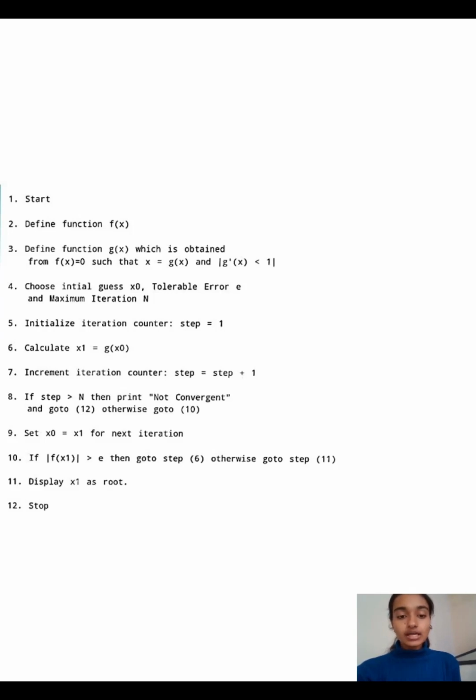Next, calculate x1 equals to g of x0, and increment the iteration counter by 1. Then, if step is greater than n, print not convergent and go to step 12, otherwise go to step 10. Set x naught is equals to x1 for the next iteration. If modulus of f of x1 is less than e, then go to step 6, otherwise go to step 11. Display x1 as the root and stop the algorithm.